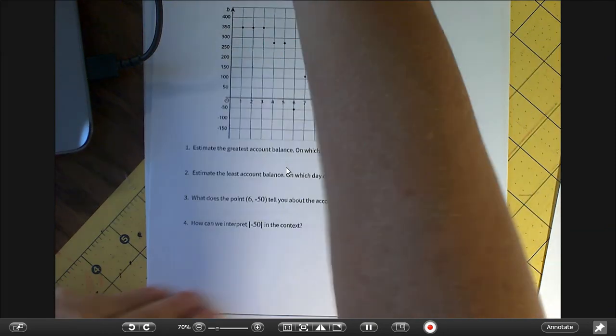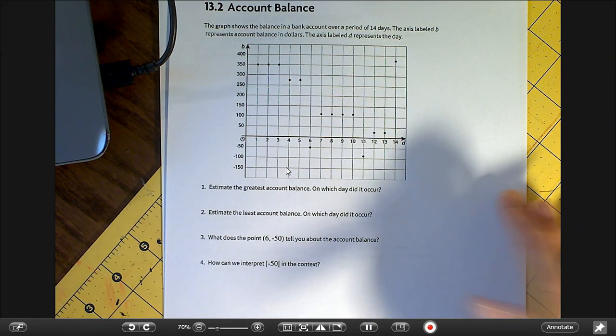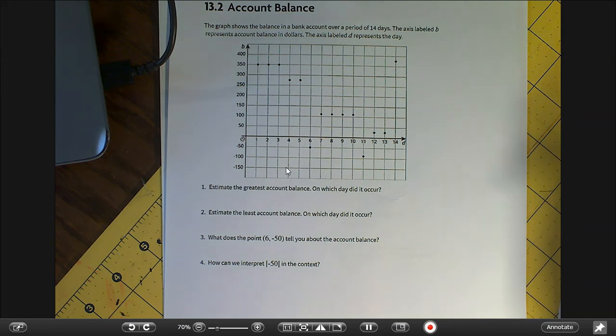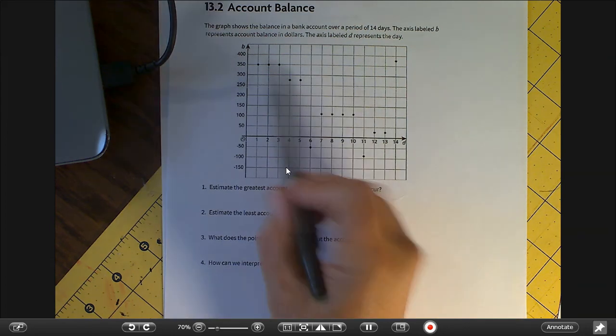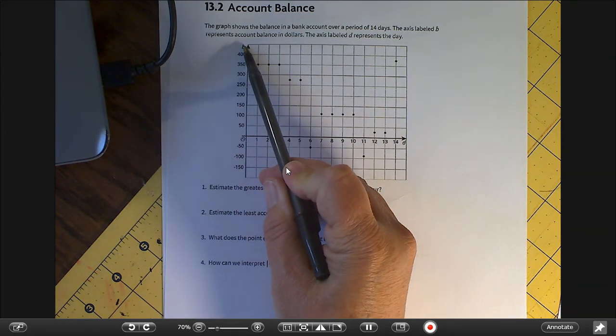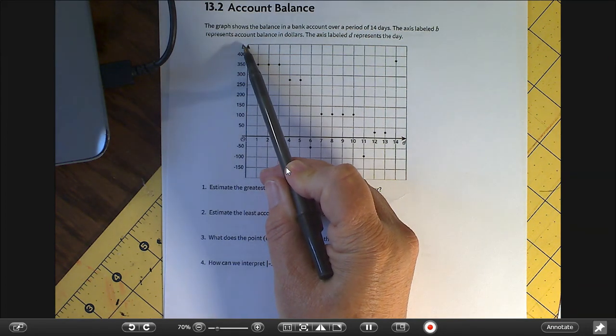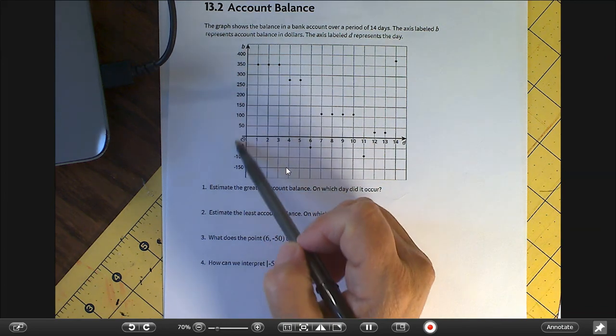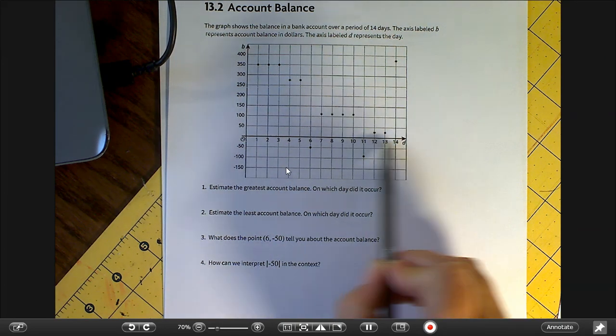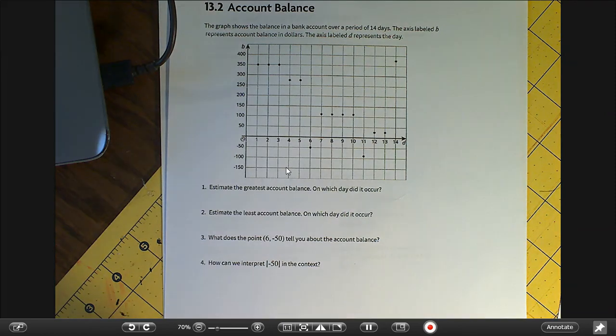It's called Account Balance. The graph shows the balance in a bank account over a period of 14 days. The axis labeled B represents account balance in dollars. The axis labeled D represents the day. So here's B. That's the balance in dollars. And D is here. That's which day.